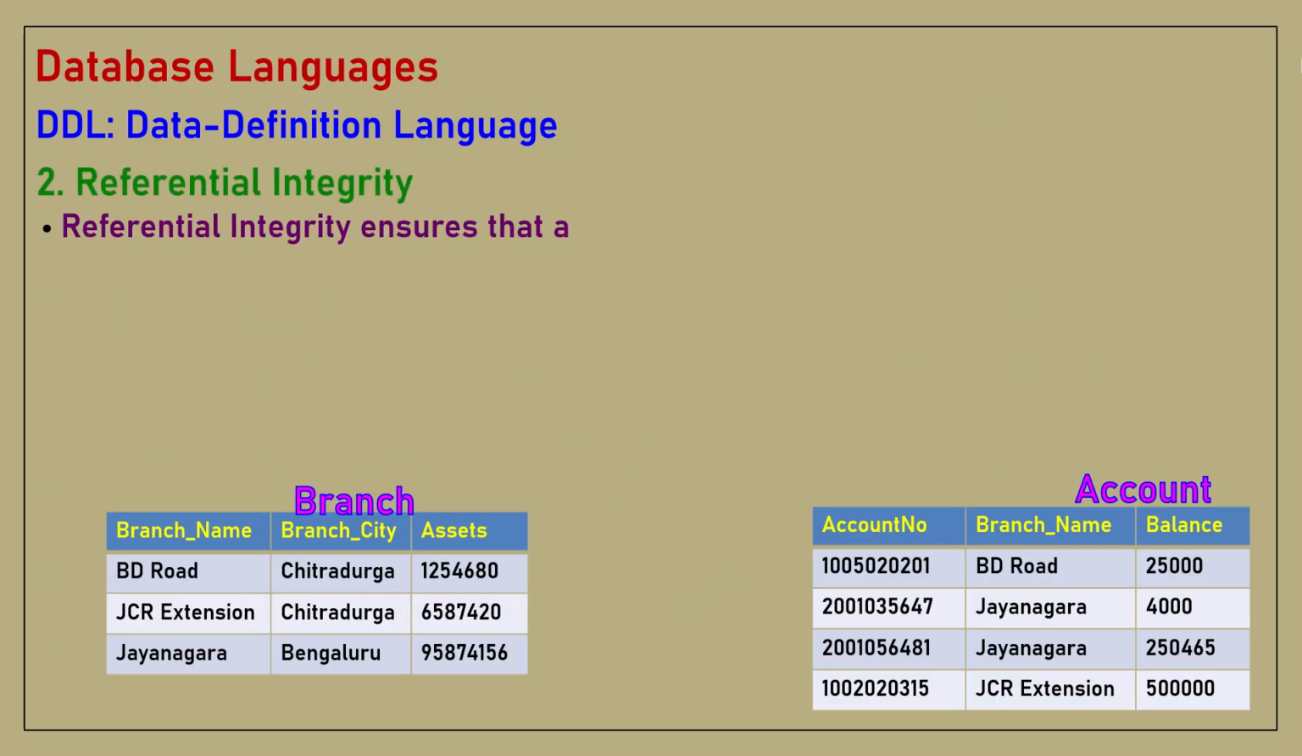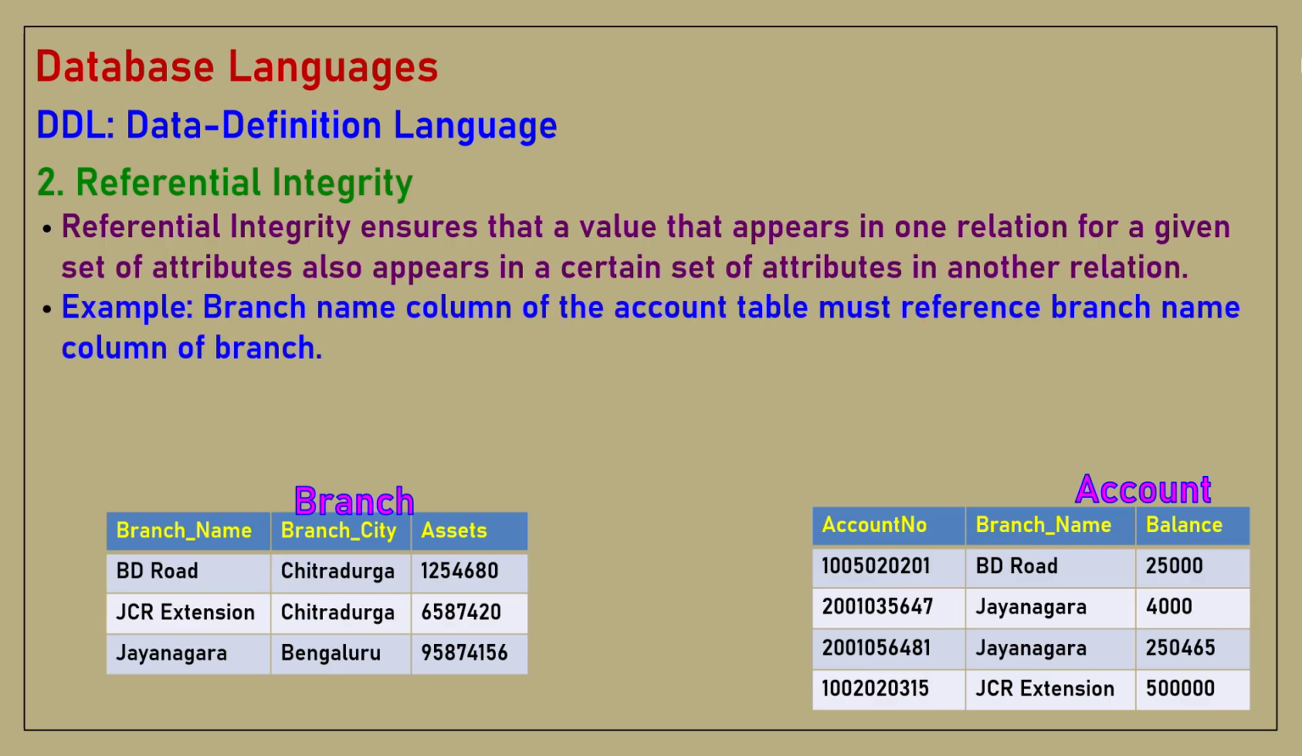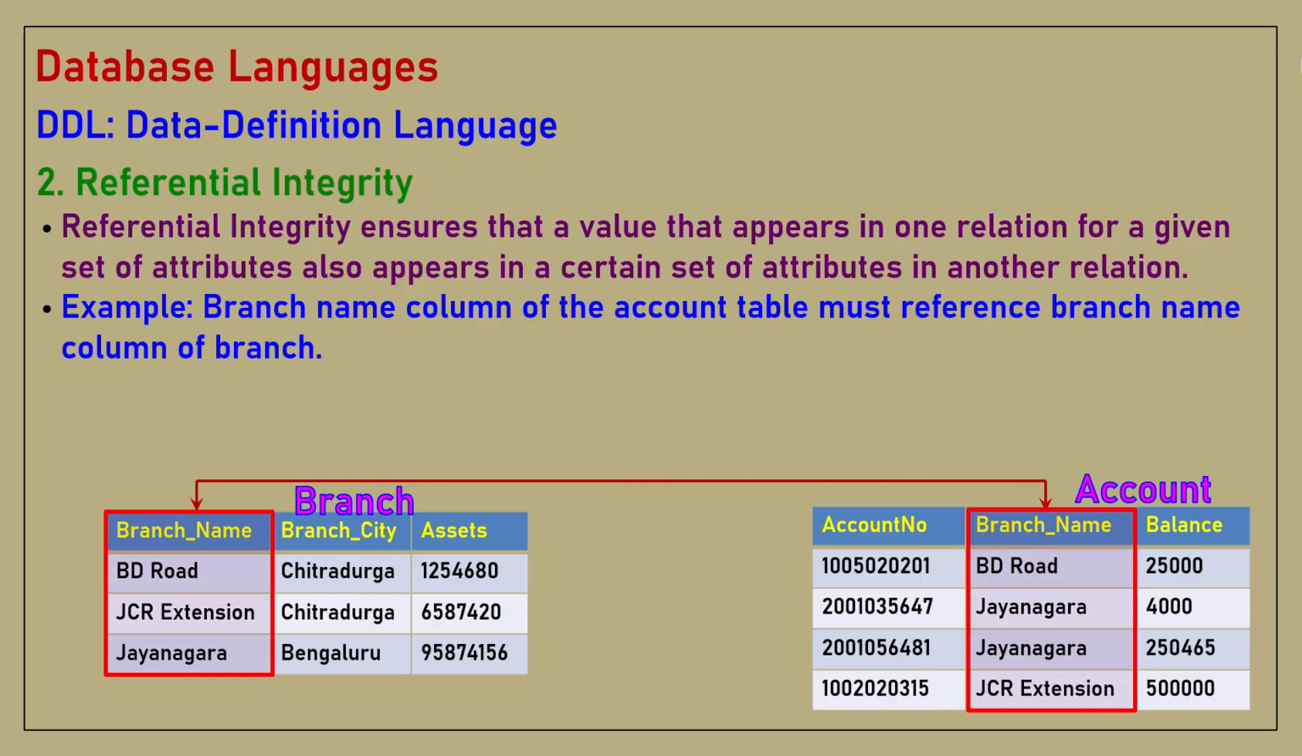Referential integrity ensures that a value that appears in one relation for a given set of attributes also appears in a certain set of attributes in another relation. For example, consider account and branch tables. Each account must be opened in any of the existing branches. In database language, branch name column of the account table must reference branch name column of branch.